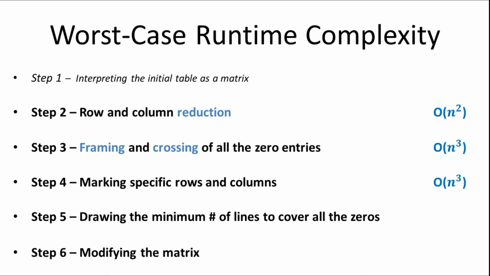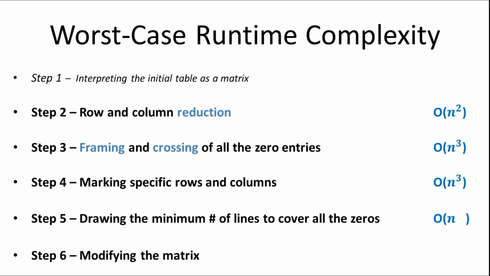Step 4 is also O of n cubed because all the elements could be 0, which would lead again to n iterations of all the elements. Step 5 is O of n because you have to check the unmarked rows and then you can check the unmarked columns. Step 6 takes O of n squared because in the worst case, the number of uncrossed cells is almost equal to n squared. Overall, the total runtime complexity is O of n cubed.